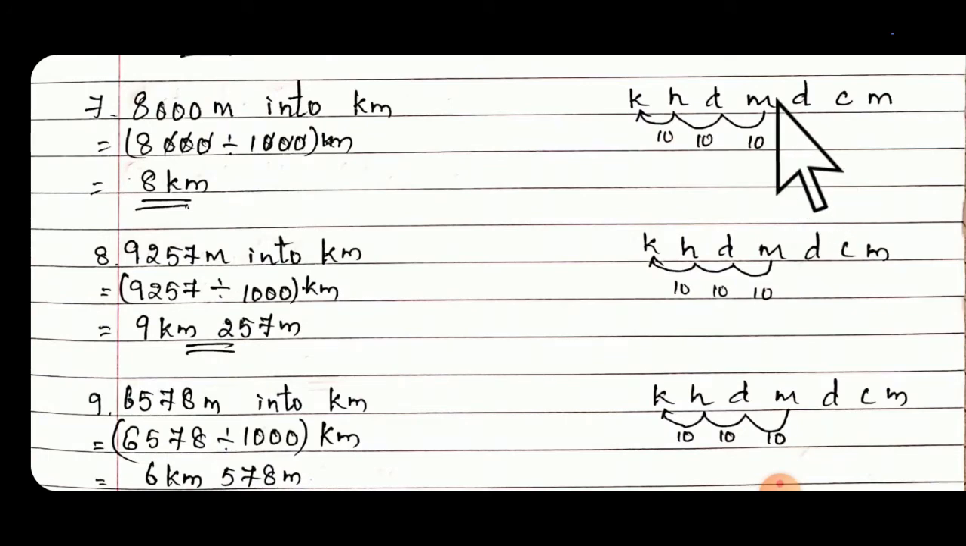m into kilometer. M to km it is. That shows backward. Backward means division. Divided by 1000, you'll get 8 kilometers.